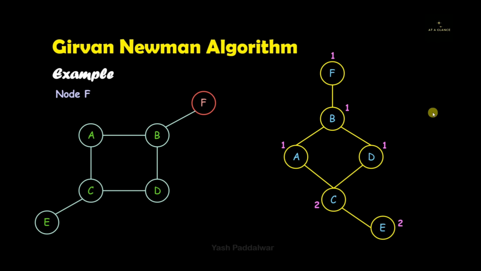Now we'll have to calculate the edge betweenness of every single edge starting from the leaf node edge. So the edge is connected to the leaf node, therefore the formula will be the next node weightage divided by the previous node weightage, which is 2 by 2, which is 1.